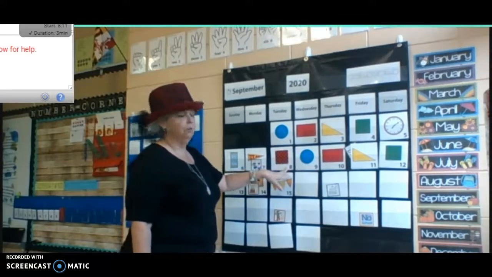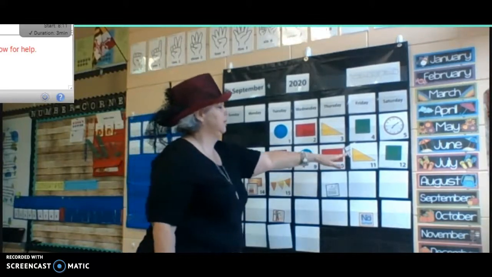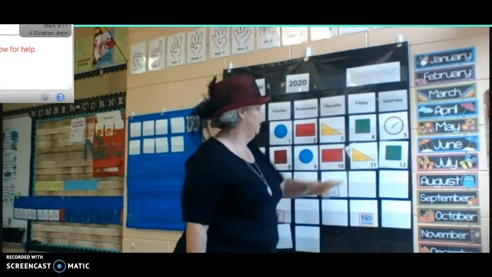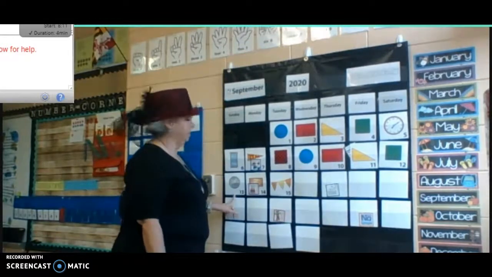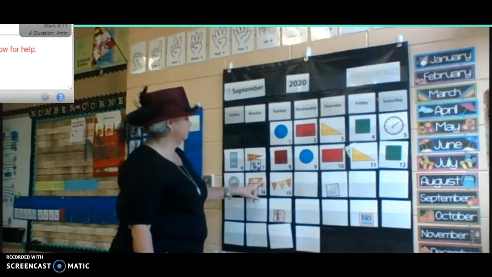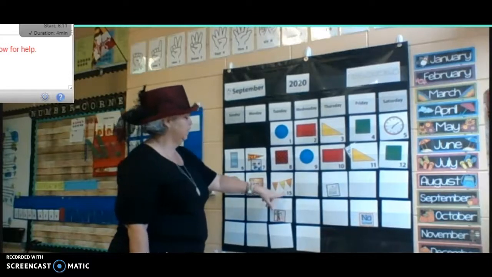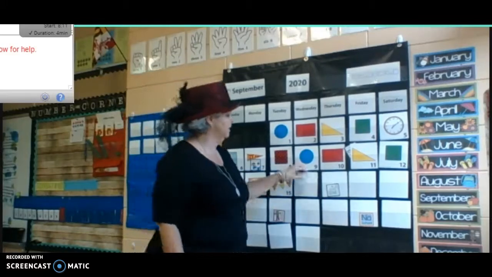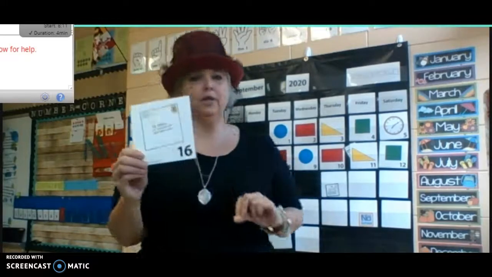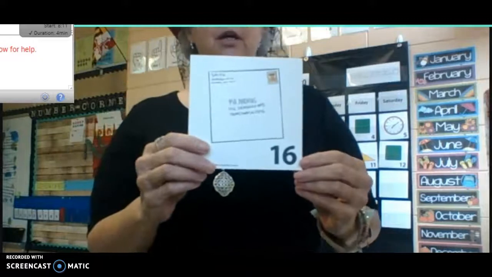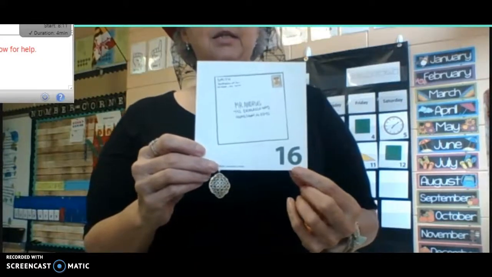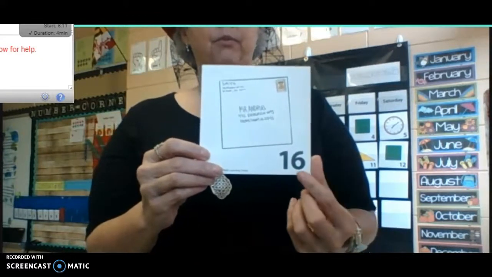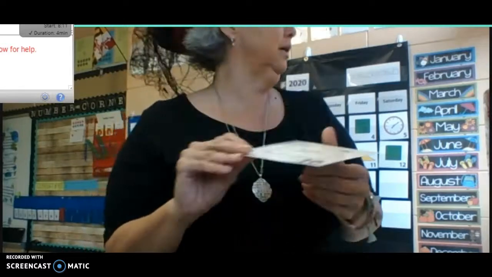square, the checkerboard, circle, rectangle, triangle, square, circle, a quarter, rectangle, a rug, triangle, a garland flag, and today, if you guessed, it's a square-shaped envelope. Today is the 16th, written with a 1 and a 6.